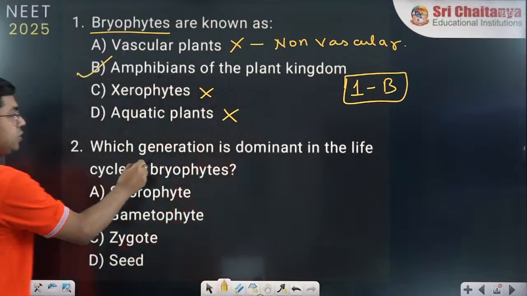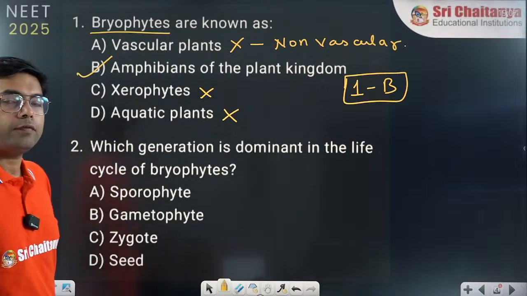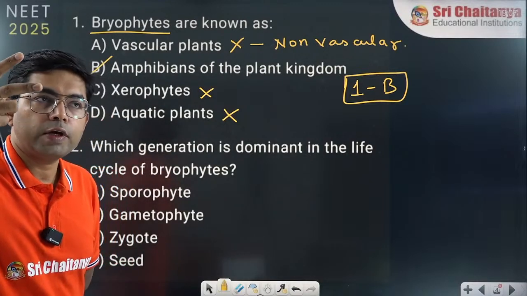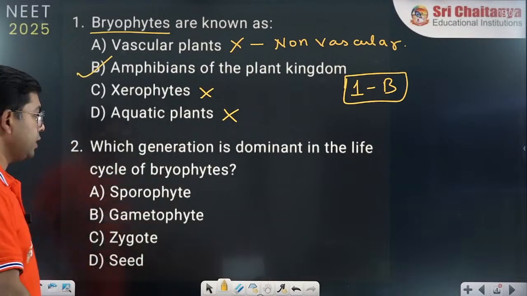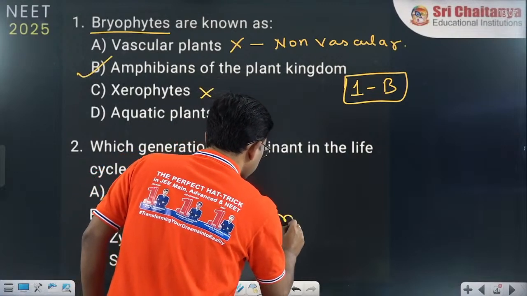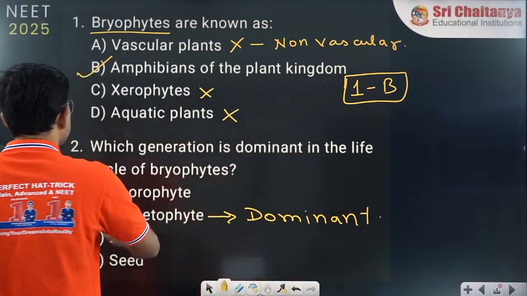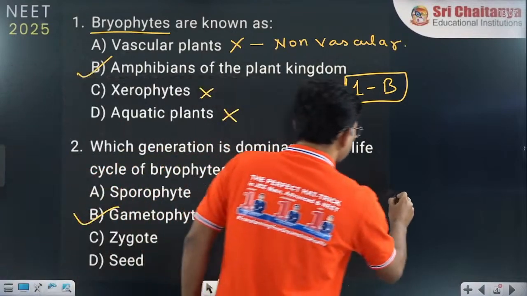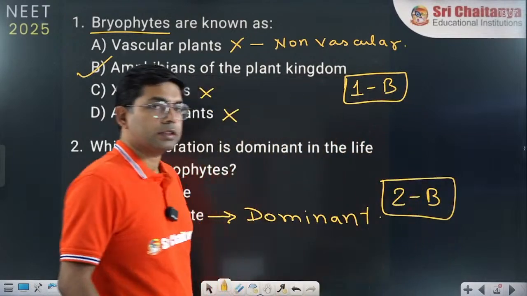Second, which generation is dominant in the life cycle of bryophytes? We have seen there are two phases of the life cycle, sporophyte and gametophyte, and the gametophyte is dominant in bryophytes. So the second correct answer is also B. So for both 1 and 2, B is the right answer.